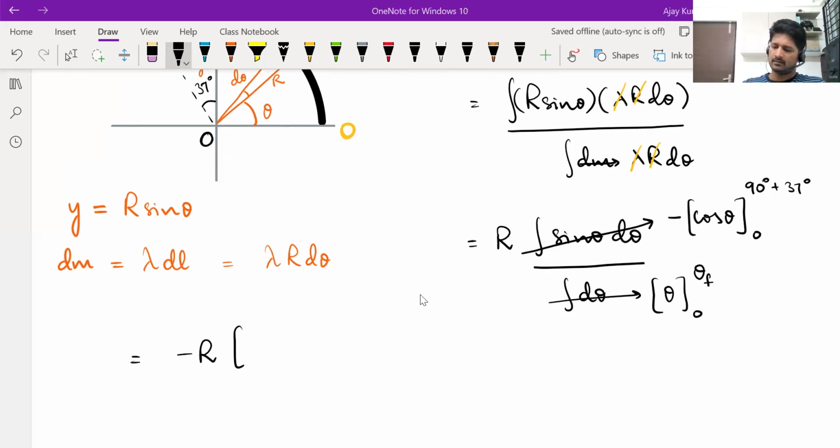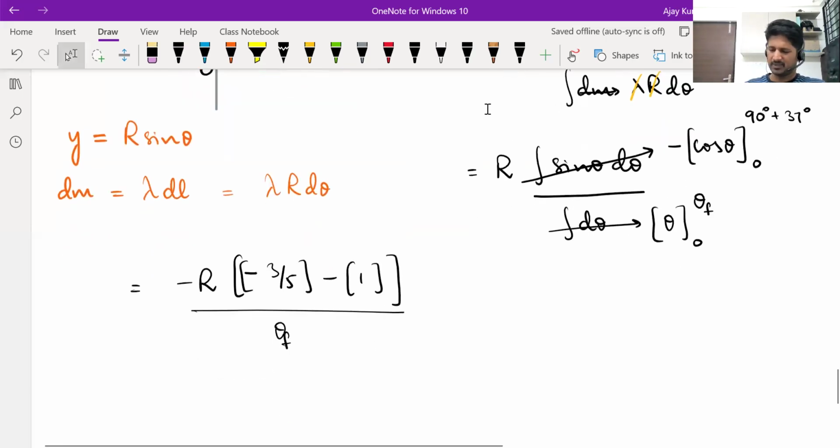Minus sine theta, sir. Minus sine alpha. Okay, so this becomes minus sine 37. Sine 37 is 3 by 5, so minus 3 by 5. And minus lower limit also you have to substitute. Cos 0 is 1, divided by theta final.